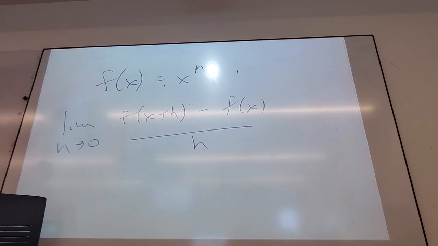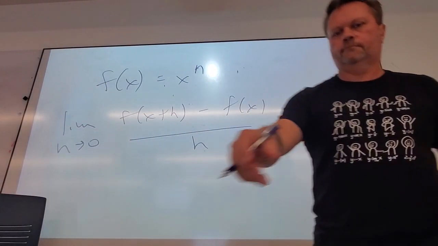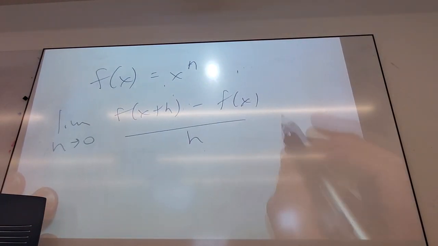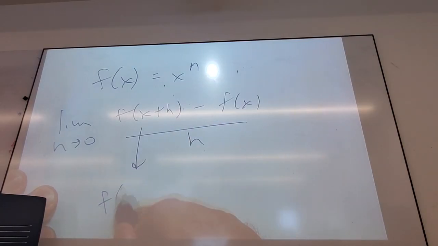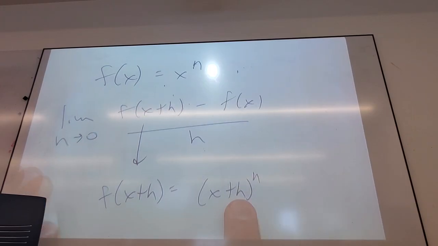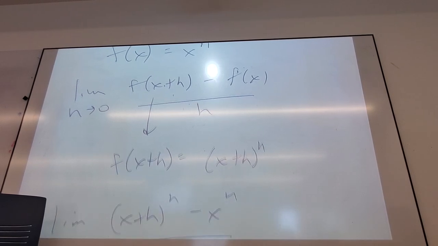Instead of doing x squared, and then x cubed, we're just going to do everything at once. If I do that, I've done every x to a power. Okay. So what is f of x plus h? X plus h to the n. Interesting. So then this would be the limit as h goes to 0 of (x plus h) to the n minus x to the n, over h. Is that cool?